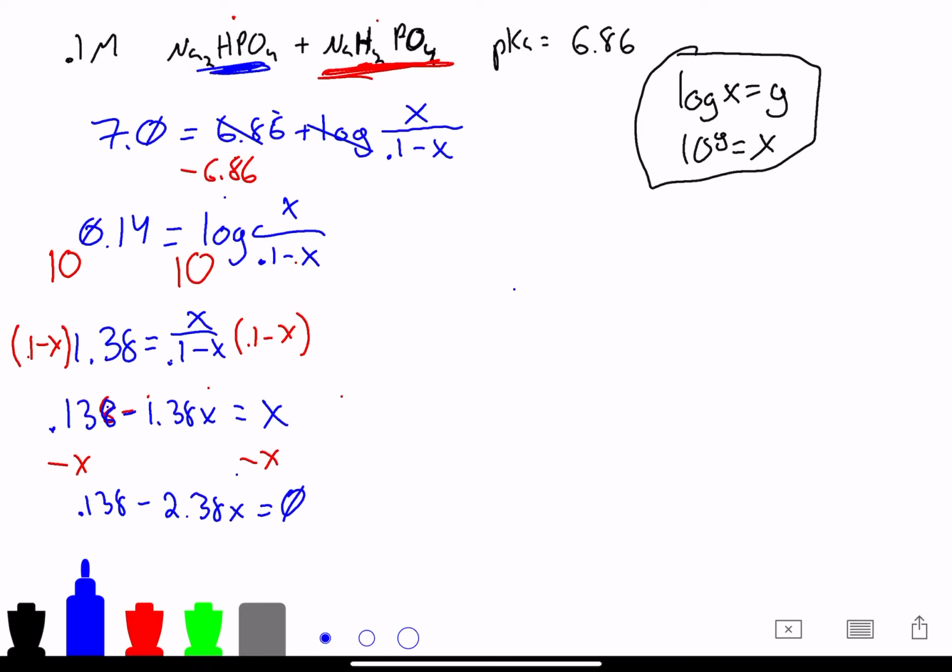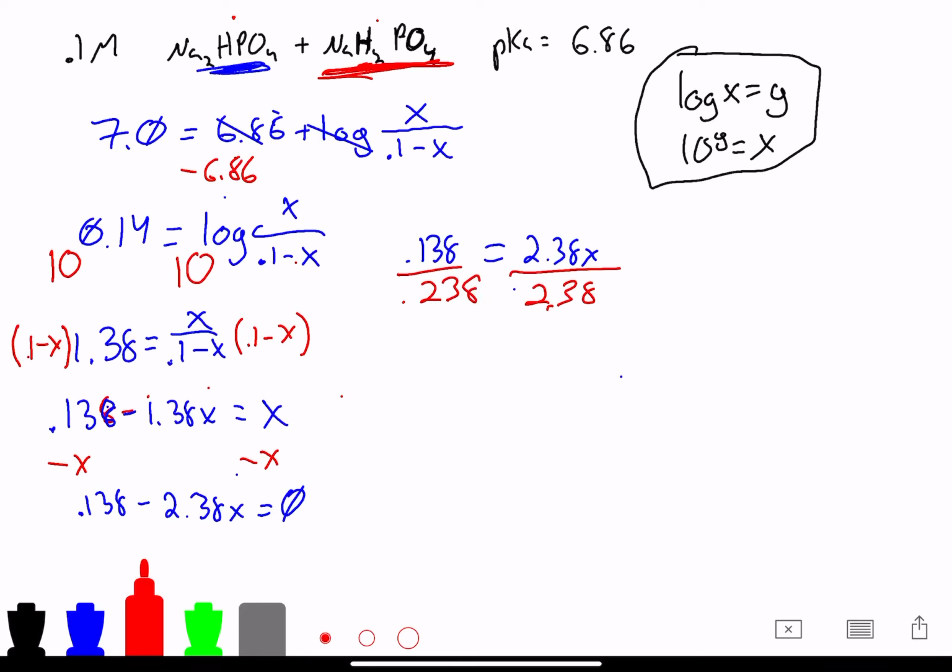So now we can come over here and put positive 2.38x on this side is equal to 0.138 on that side. Divide both sides by 2.38. We find that x is equal to 0.058. Now this is going to be in concentration in moles per liter.